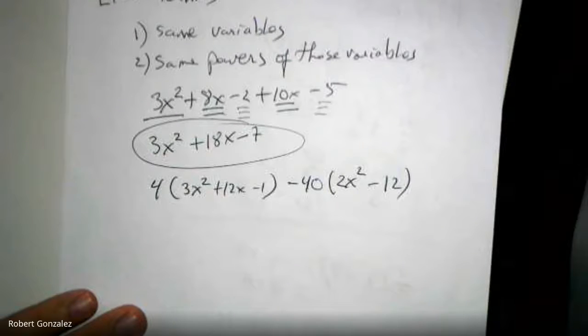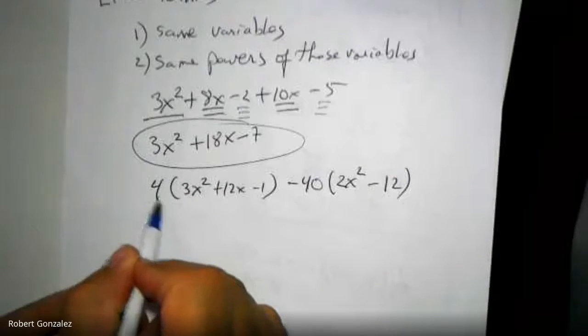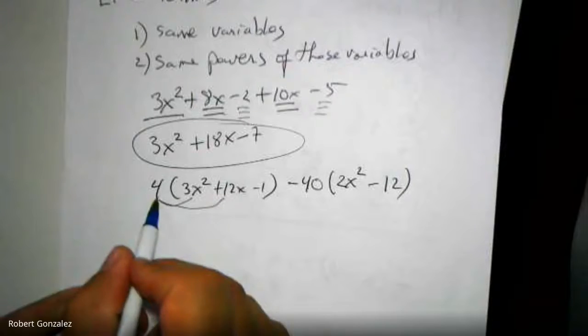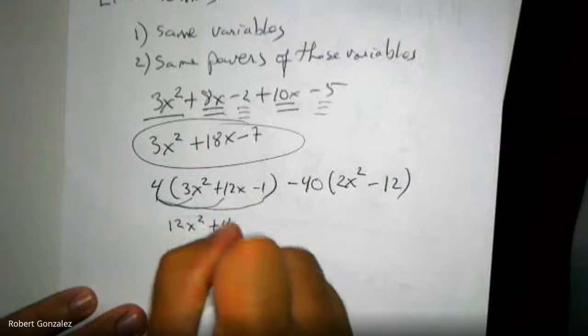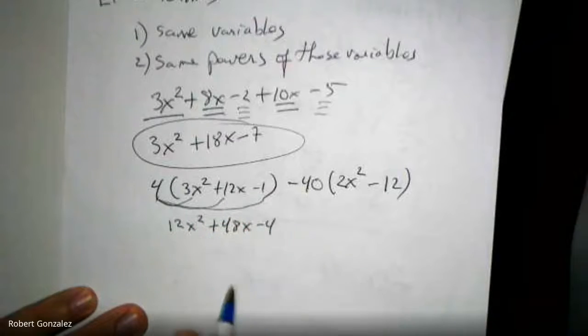Well, in order to combine like terms, the first thing you have to do is get rid of the parentheses. And we do that by distributing. Let's distribute the 4 to each term here. And I'm going to get 12x squared plus 48x minus 4.